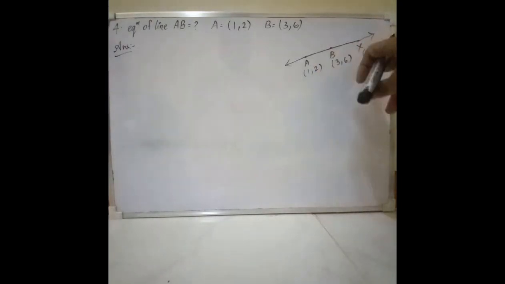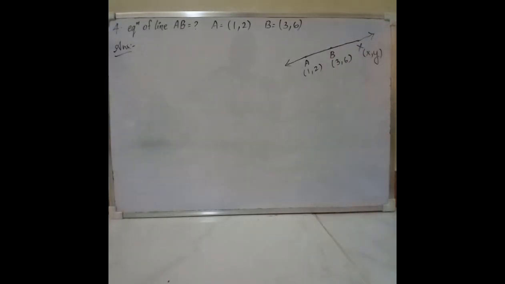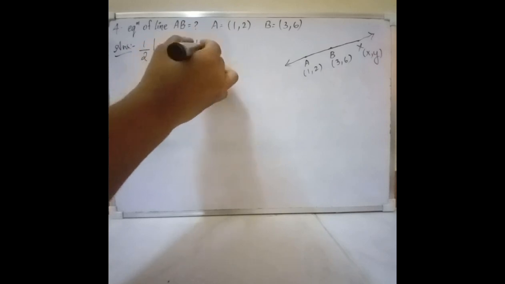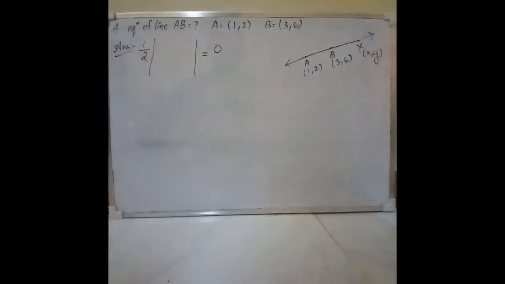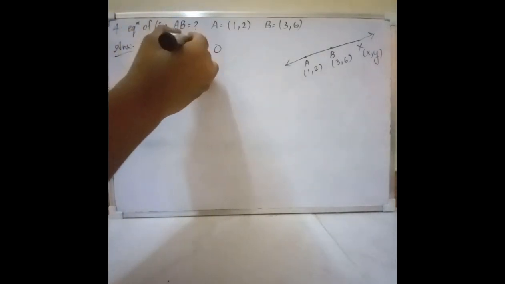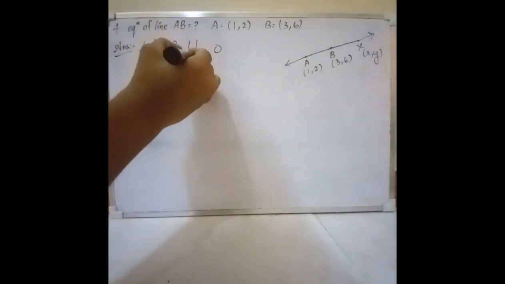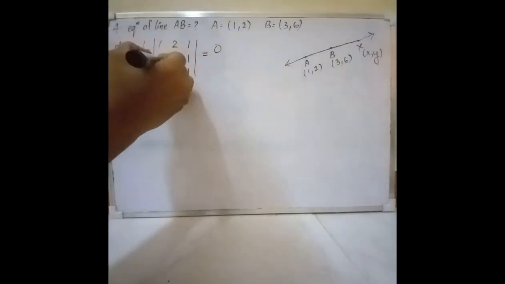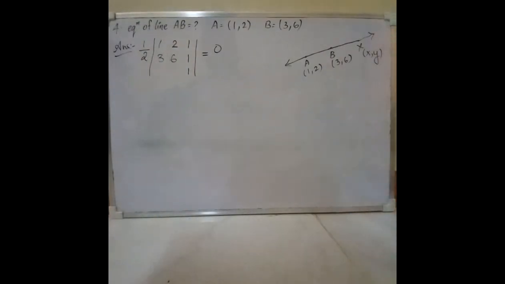So these 3 points are lying on the same line, so they are collinear, and when 3 points are collinear, we know that the area of the triangle formed by them has to be equal to 0. So in this method we can find the equation of the line. So first point coordinates 1, 2 and the third column filled by 1s. Now second point coordinates 3, 6 and third point coordinates x, y.